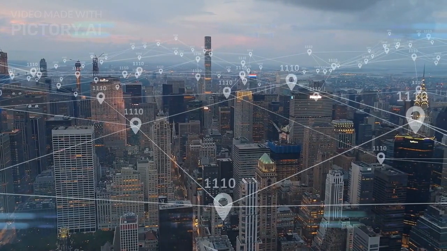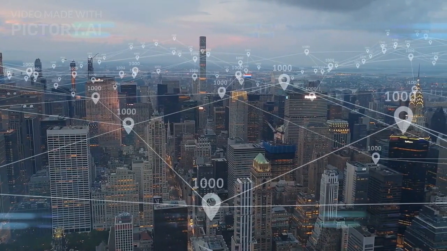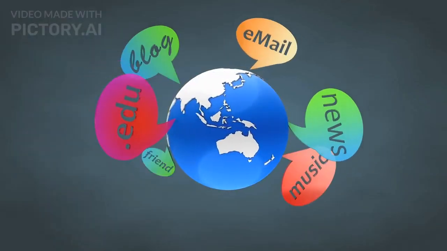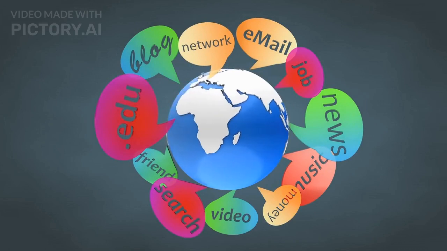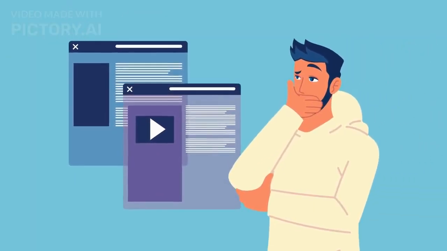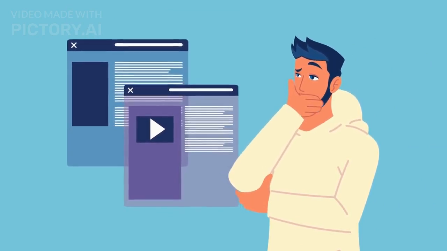HTML5 is a markup language used to structure content on the web. It was developed by the World Wide Web Consortium, W3C, and was released in 2014. HTML5 is designed to work on all modern devices and browsers and includes new features that make it easier to create web pages. Chapter 2.